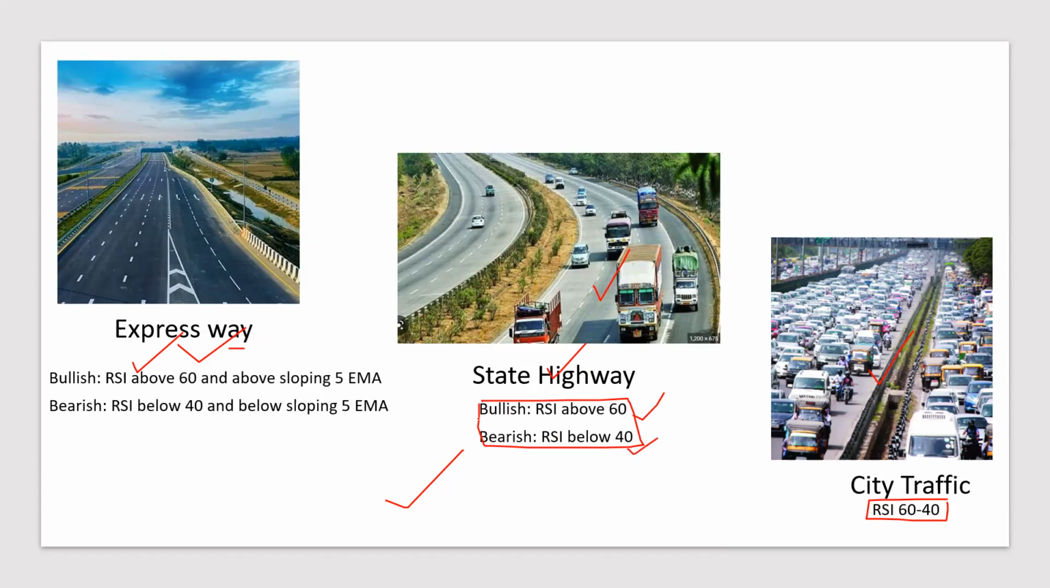For the expressway, the same condition applies, but here you'll have one more filter, that is a sloping 5 EMA. When the price is above the sloping 5 EMA and RSI is above 60, it will have an express movement, meaning it will move very quick and very fast, and very few people will be there to catch such price moves. Similarly, for the bearish, RSI has to be below 40, and the sloping 5 EMA has to be above the price. If that is the case, you will have very good movements.